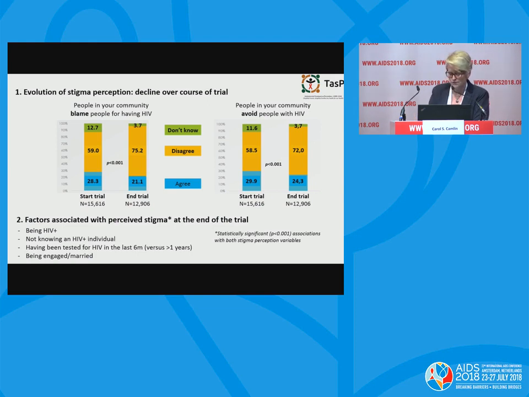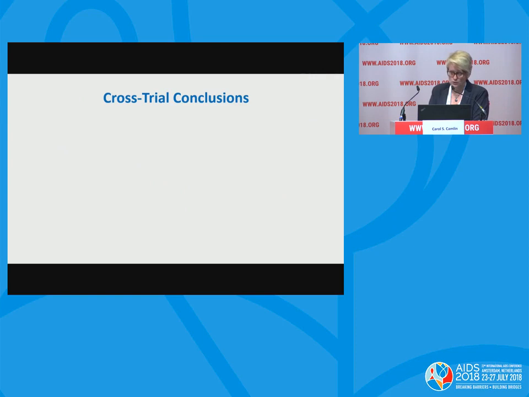Factors associated with perceived stigma included things like being HIV positive, of course, and not knowing another person who was HIV positive. In conclusion, the social scientists across the trials would like me to convey to you that stigma is not the only thing we're researching, and we don't think it's the only thing that's important. However, in these findings related to stigma, I'll make some broad conclusions.